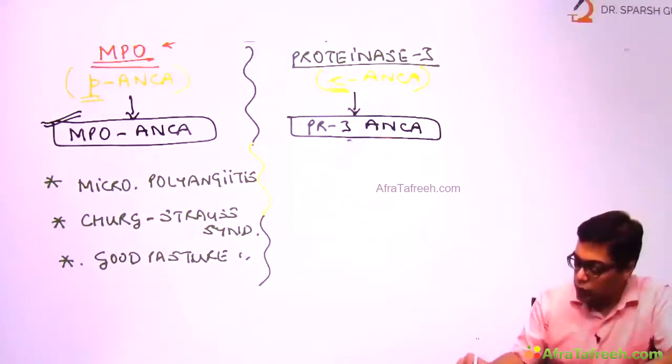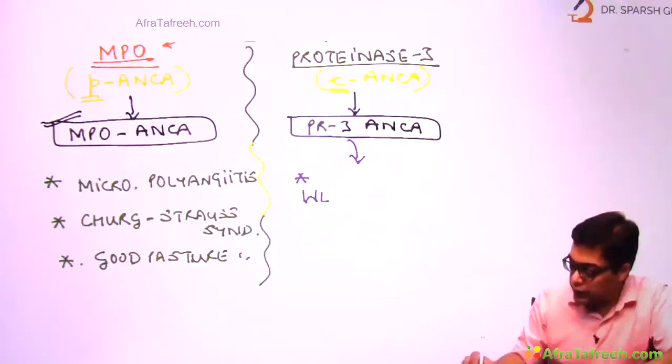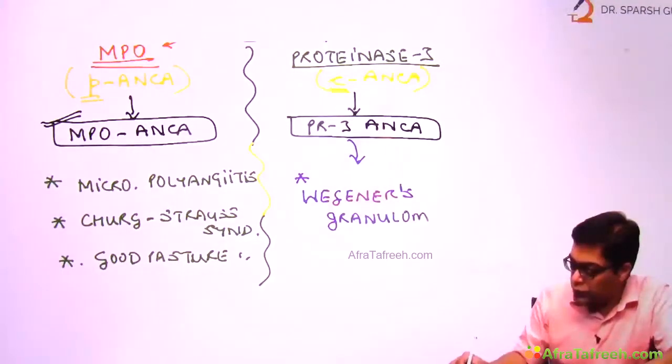On the other hand, when we are talking about PR3-ANCA, PR3-ANCA is seen as a manifestation or a finding in case of a patient who is suffering from a condition which is given the name of Wegener's granulomatosis.